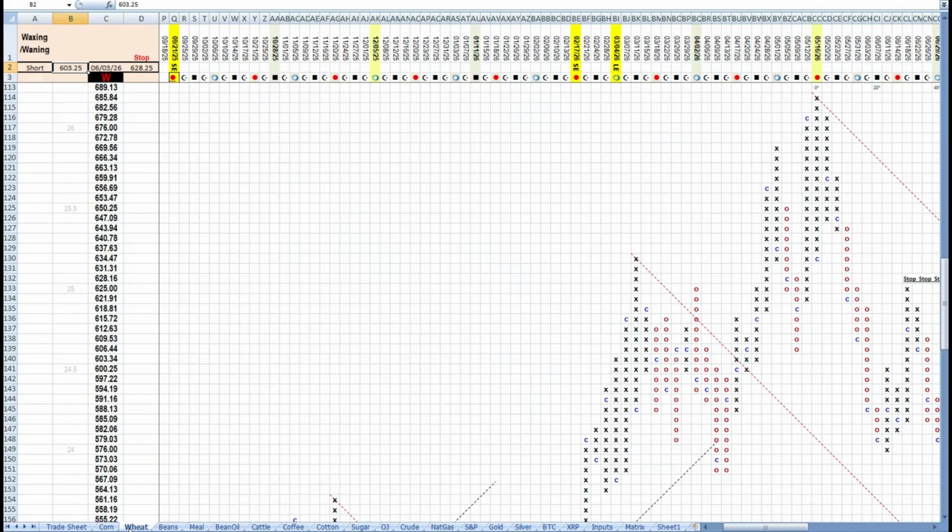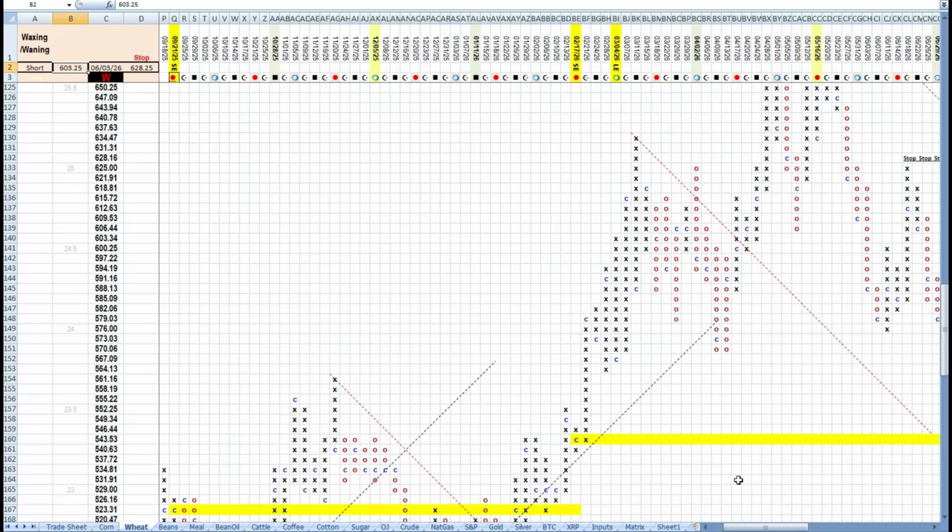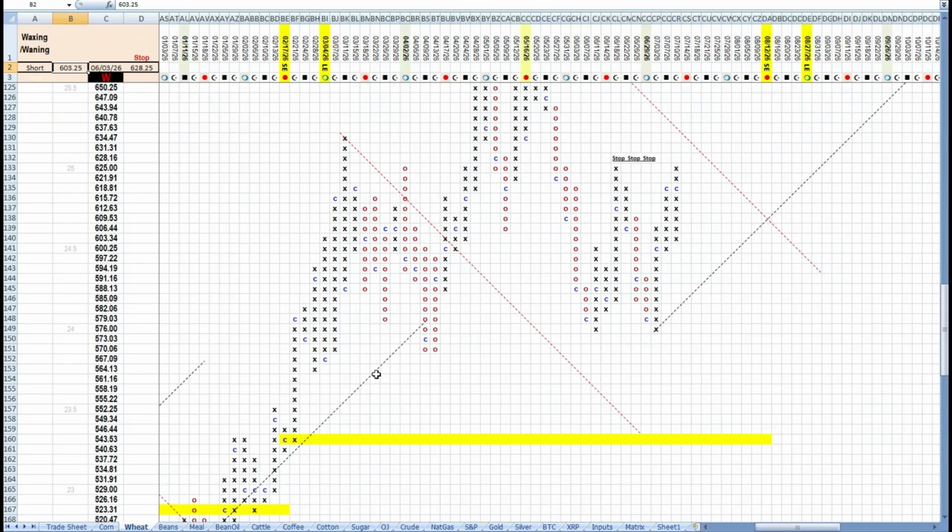Let's go to wheat. You can see here, I haven't completed all my trend lines yet, but you can see that we're powering up here pretty good. Again, all the grains had some activity yesterday, Friday, Thursday, Wednesday maybe even, but we did not bust the short out yet.